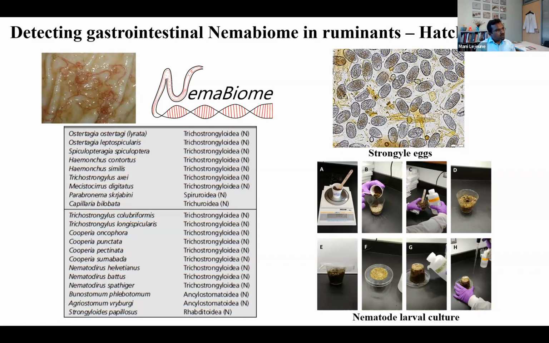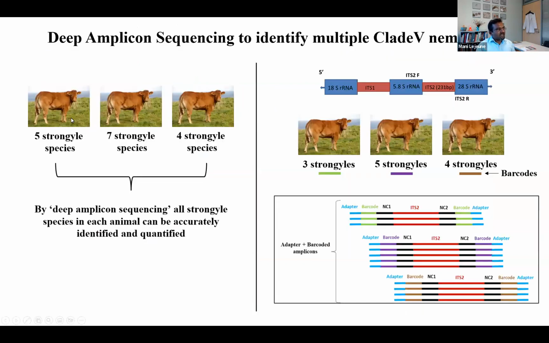So let me just quickly walk through how this is done. As I said, mixed species infection, strongyle infection, is common in a herd. So I just took a cattle herd as an example. Each one of these cows has its own nematode population, for example, 5 strongyle species in this cow. And what we are doing is we collect all these larvae, either the third stage larvae after culture, or now we are trying to collect the eggs directly without the culture.